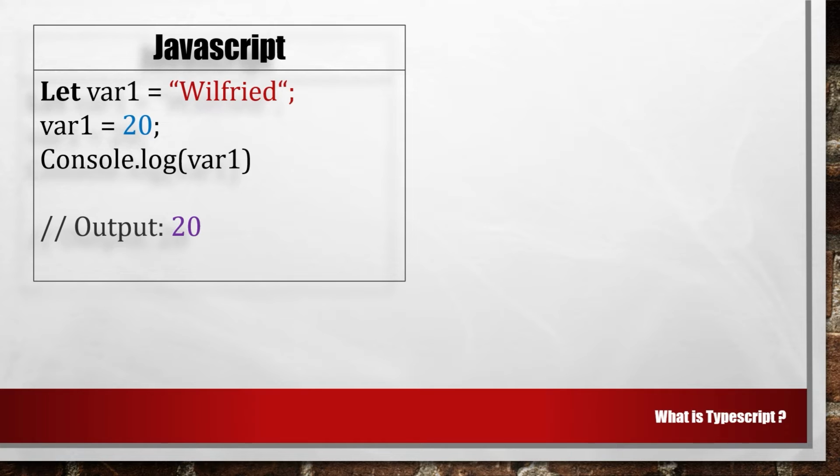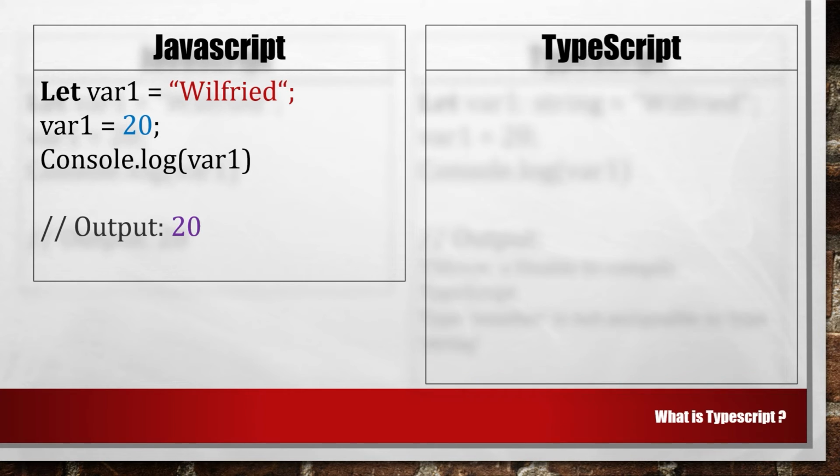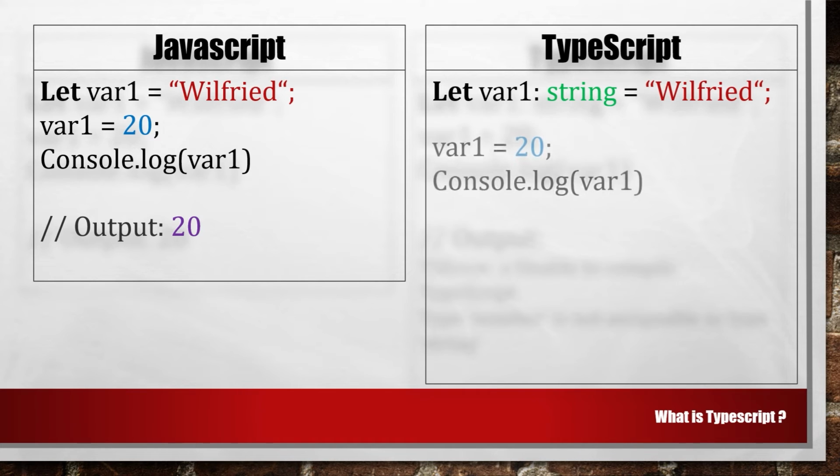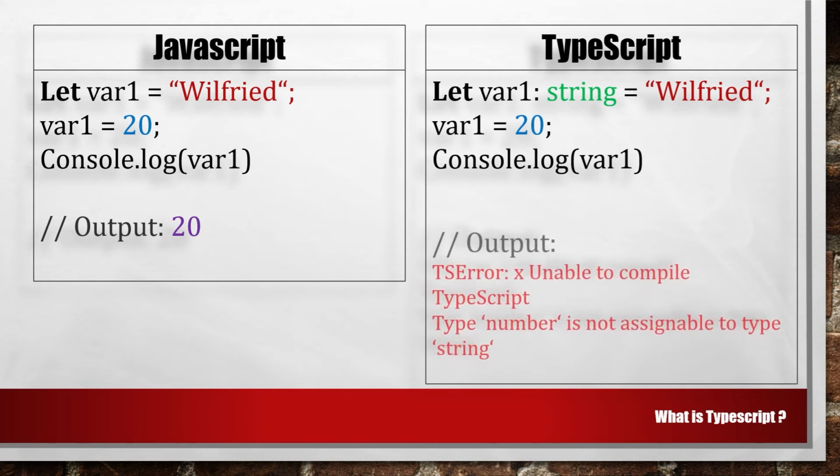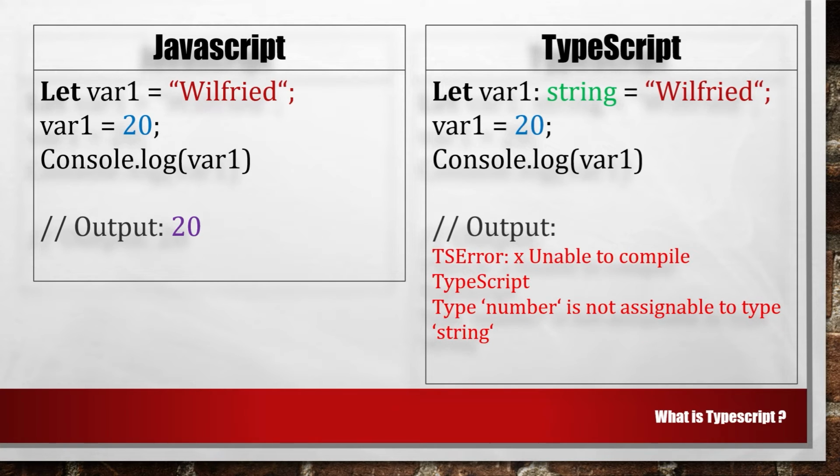That means you can assign values of any type to that variable, and JavaScript will be fine. But on the other hand, let's see how TypeScript works. Here we have the same line of code, with the difference that here we give a particular type, a string. You can see it in the code. We give the type string to this variable, var1. And in the next line of code, we assign a number, which is 20. And at the end, what do we have as output?